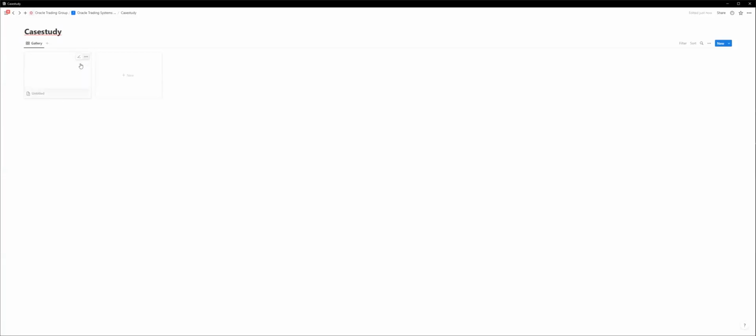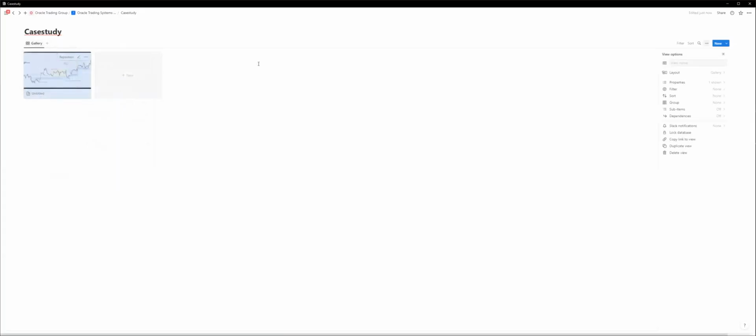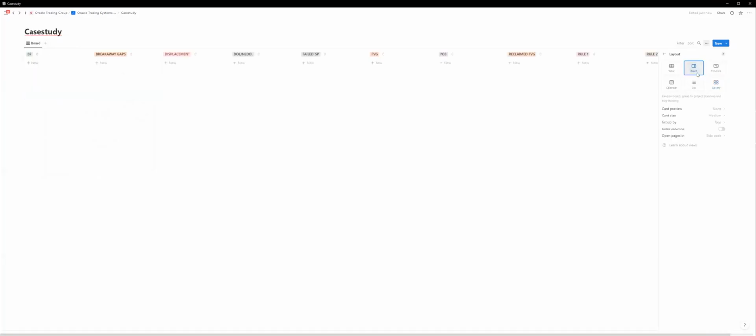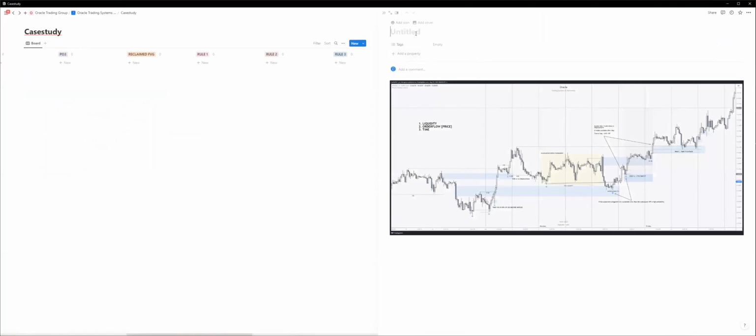Slap that in there. This should show up here. Yep. Okay, beautiful. And then we can go here, actually, gallery. We can maybe go board. Yes, board. Other than that, I can just slap these all in here. So if I go 1, I'll just put 1.